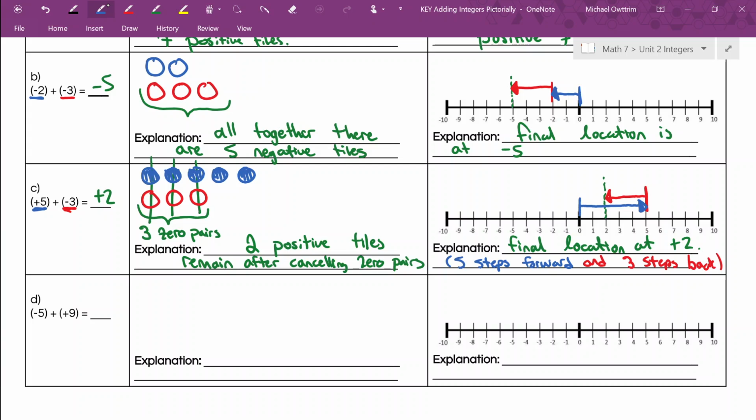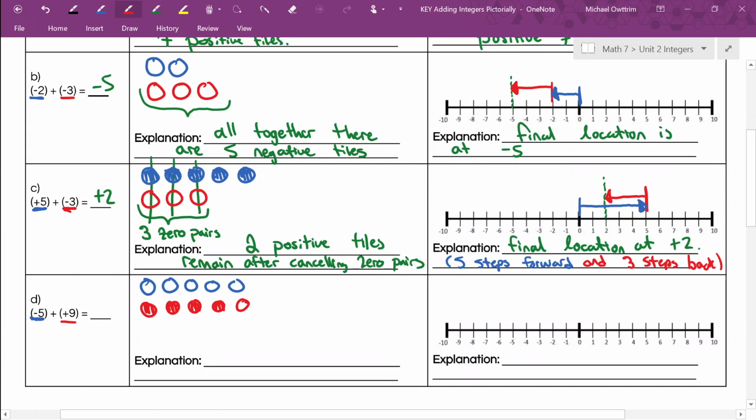Just to finish up with the front side here, again in question D, we're going to start by drawing our first integer. First integer is -5. 5 means 5 tiles. Negative means that they are unshaded. We'll draw our second integer underneath. Positive means shaded tiles, and 9 means there's 9 of them. 2, 3, 4, 5, 6, 7, 8, 9 shaded tiles.